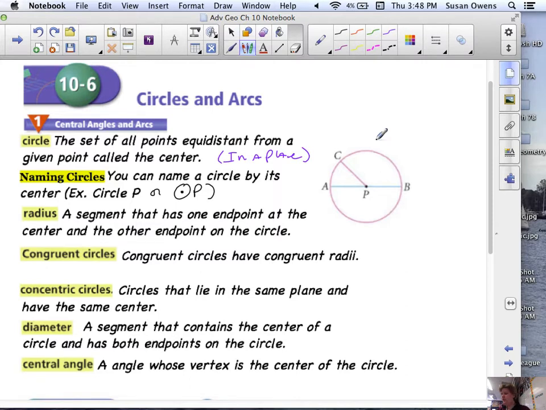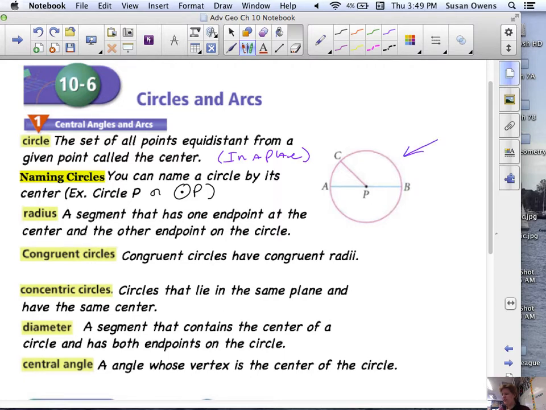A circle is a set of all points equidistant from a given point called a center, and it has to be in a plane because if it's in space then it's a sphere. Naming a circle, you can name a circle by its center. I can call it circle P, or I can also use a symbol for it, a little circle with a dot in it, and P. So this circle over here could be called circle P.